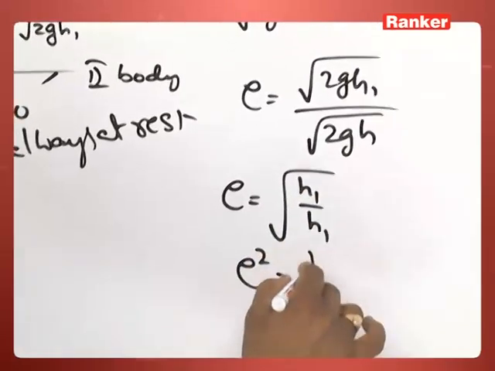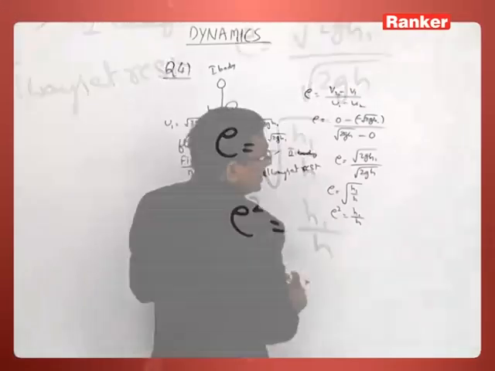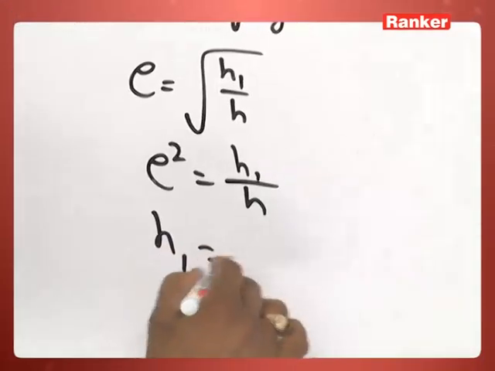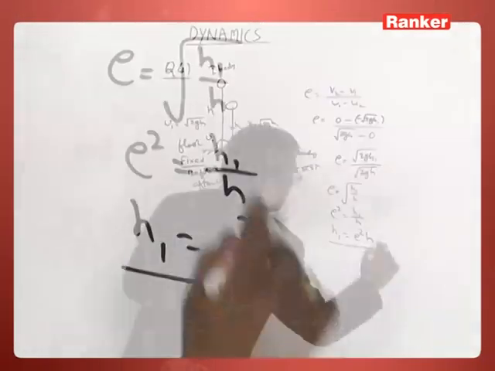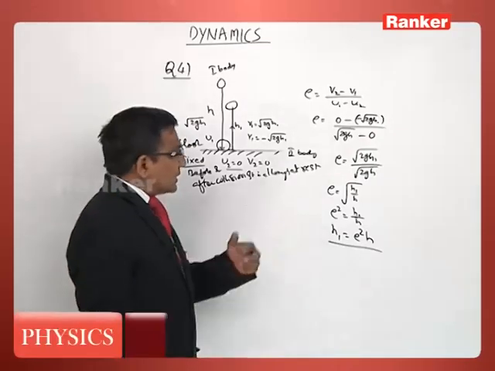So e square is equal to h1 by h, but you want in the first bounce what is the height? h1 you want. So h1 is equal to e square h. So this is the answer. Fourth option is the correct answer. So fourth is the correct answer.